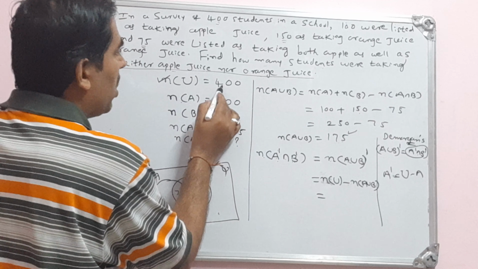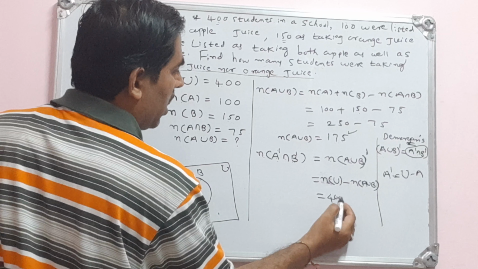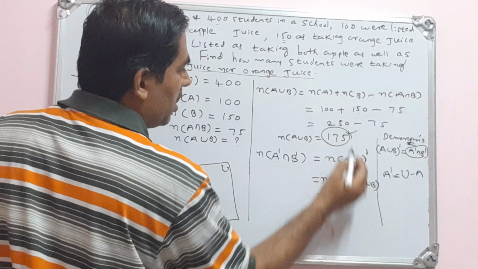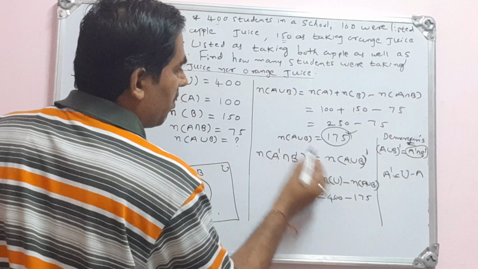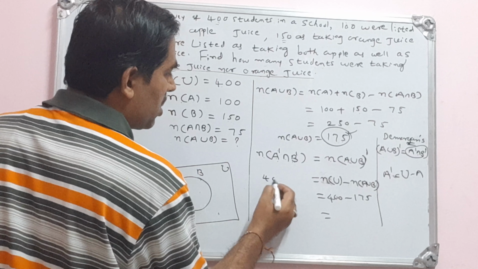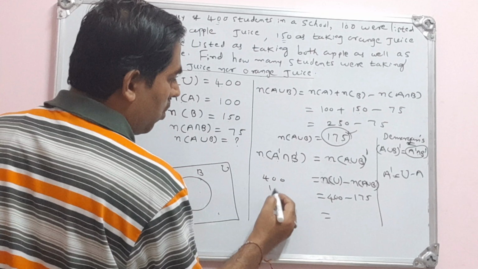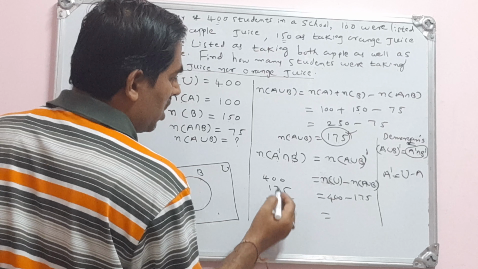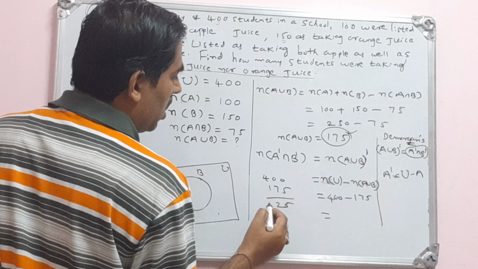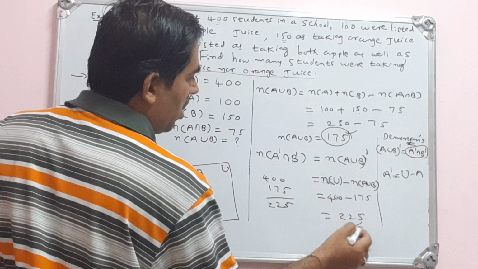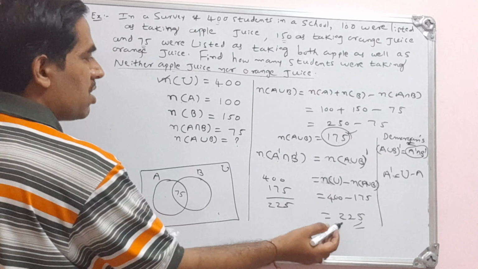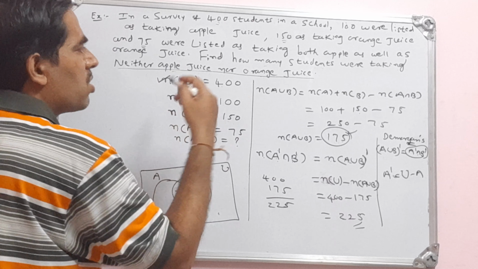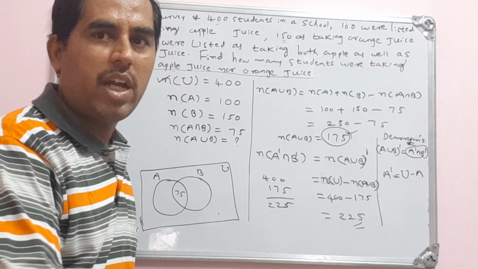So n of U is what? It is 400. So 400 minus, we have to subtract this 175. This n of A union B is 175. If I subtract 175 from 400, I will get 225. So 225 persons will not drink apple juice or orange juice. They will not drink any of the juices.